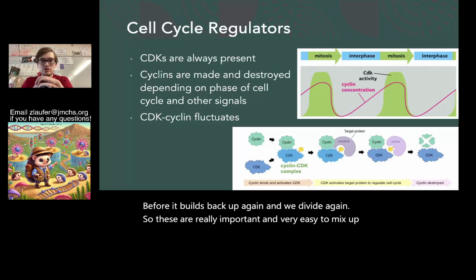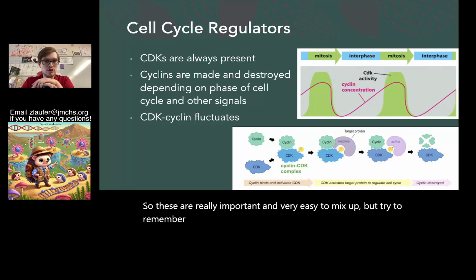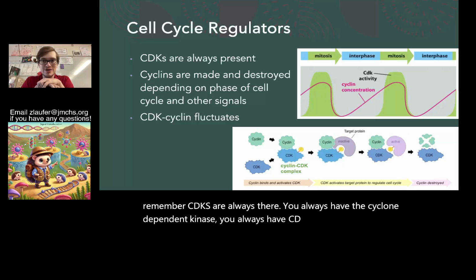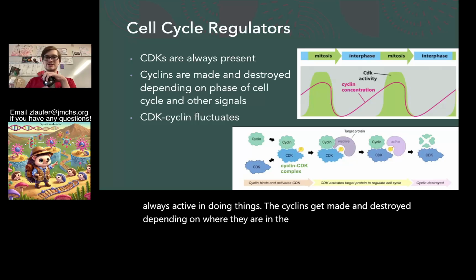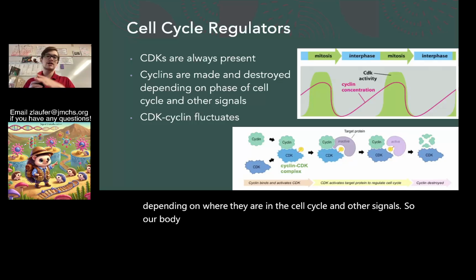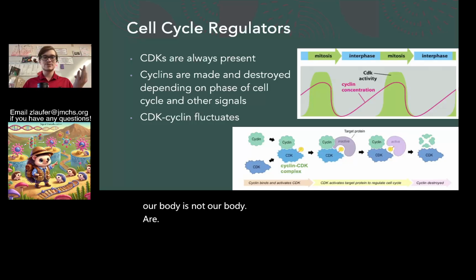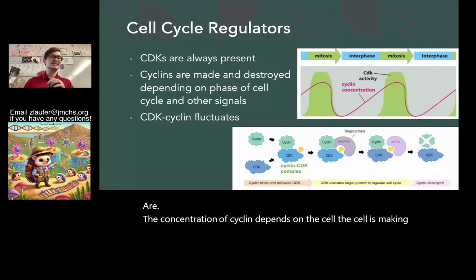but try to remember CDKs are always there. You always have the cyclin-dependent kinase. You always have CDKs. They're just not always active in doing things. The cyclins get made and destroyed depending on where they are in the cell cycle and other signals. So the concentration of cyclin depends on the cell.